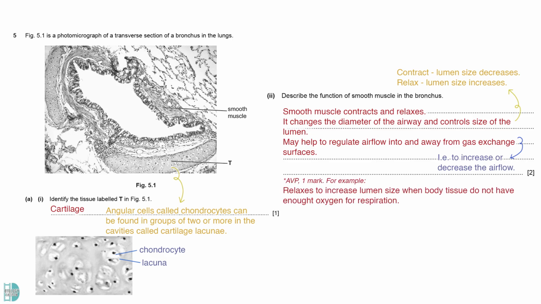There is a mark for AVP. For example, you can state the body condition when smooth muscles need to contract or relax. Note that you won't be credited if you use the terms stretch and recoil instead of contract and relax. Those words describe the function of elastic tissue, not the smooth muscle.